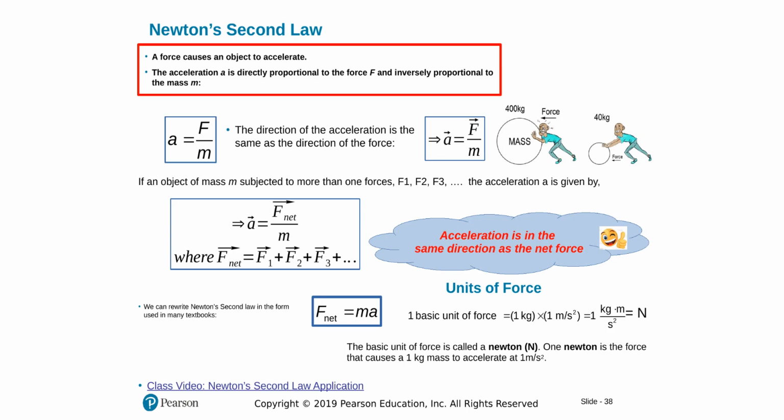So Newton's second law can be summarized better as a force causes an object to accelerate. The acceleration a is directly proportional to the force and inversely proportional to the mass. And we can express Newton's second law with this simple equation here, which we will be using vastly in this course. a is equal to F over m. And if we want to show them as vectors, a is equal to F over m, we put those arrows, and this tells us that a, acceleration, is always in the same direction as force.